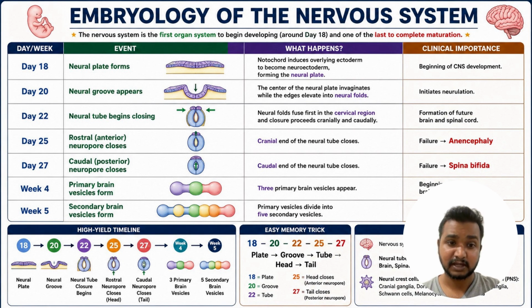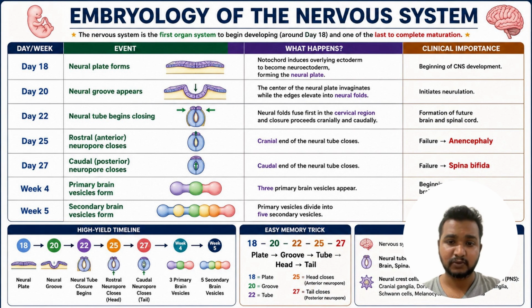This fusion does not happen all at once. It begins near the cervical region and then continues in both the cranial and caudal directions. Around day 25, the cranial or rostral neuropore closes. If this closure fails, it results in anencephaly, a severe congenital malformation. By day 27, the caudal neuropore closes. Failure of this closure leads to spina bifida.